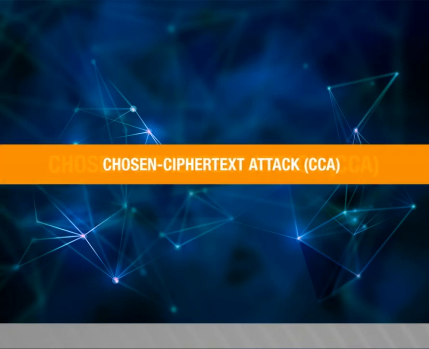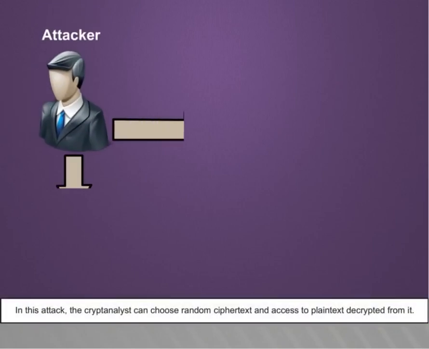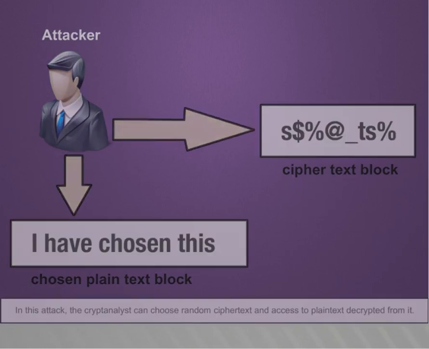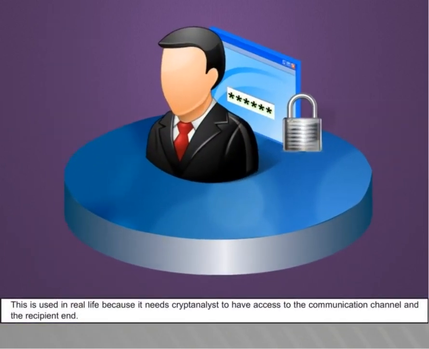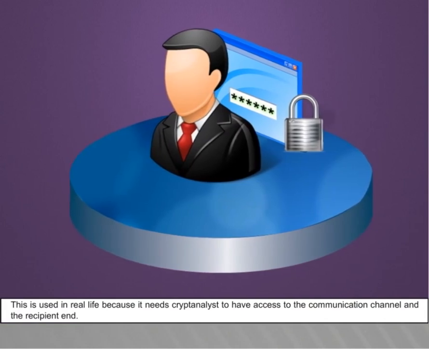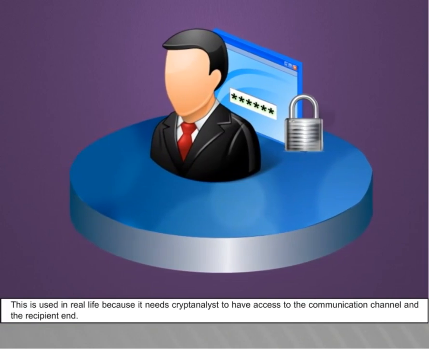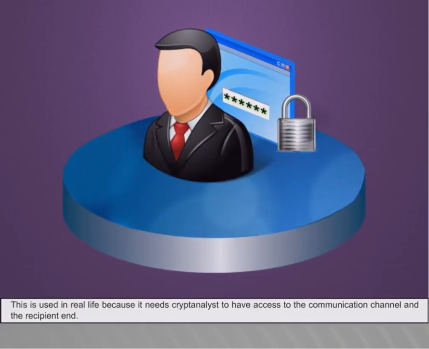Chosen ciphertext attack, CCA. In this video, we are going to learn about chosen ciphertext attack, CCA. In this attack, the cryptanalyst can choose random ciphertext and access the plaintext decrypted from it. This is used in real life because it needs the cryptanalyst to have access to the communication channel and the recipient end.